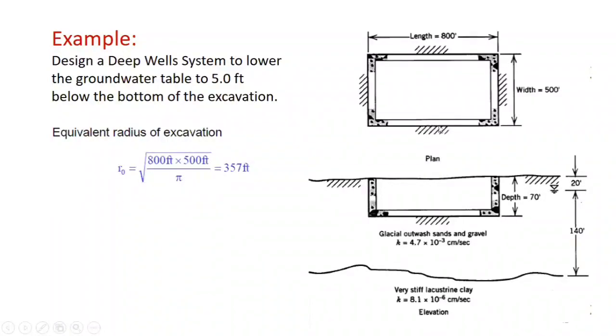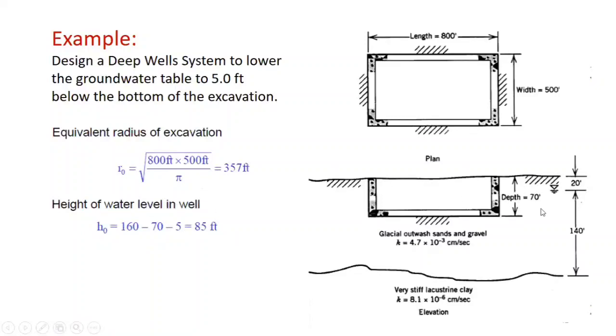So to calculate the equivalent radius, you have its area, which is 800 into 500, divided by pi, square root of that. So you get 357 feet as the equivalent radius of this rectangular excavation. Then the height of the water level in the well, that is what you need in most of the formulations. This is now replaced by an imaginary well of 357 feet radius, around which you have all the multiple wells.